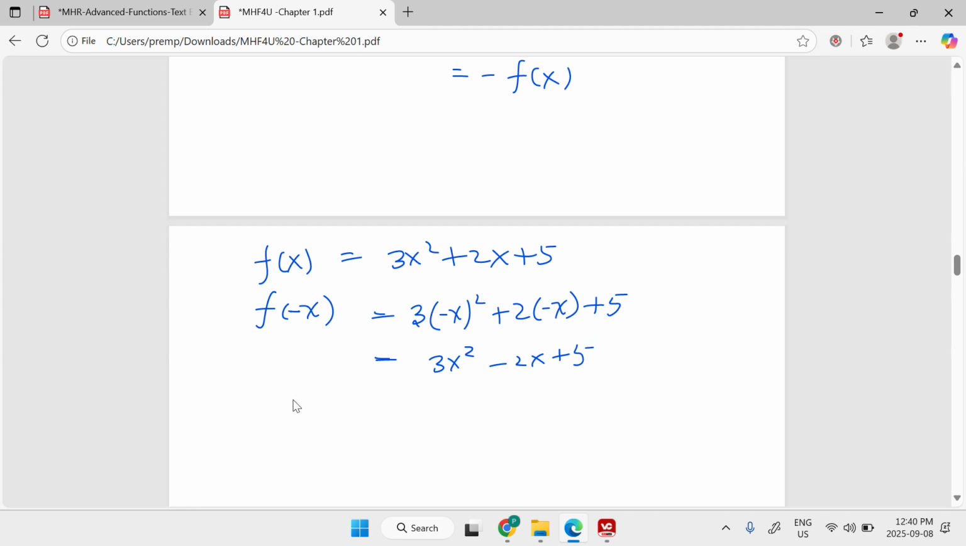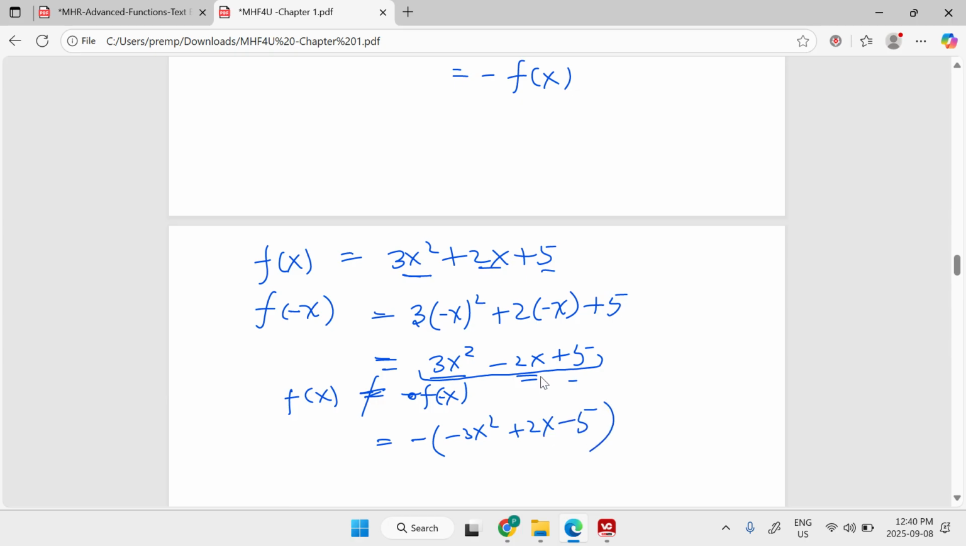So first of all, we have to see if f(x) equals f of negative x. This is not true because this term is positive but this is negative here, this is positive and this is negative here. So they are not the same, and the last terms are the same. So it does not meet that requirement. Now, if you take the negative out from this function, the final one that you got here, do you get the original function back? So I'm factoring the negative out and I should get negative 3x^2 plus 2x minus 5.